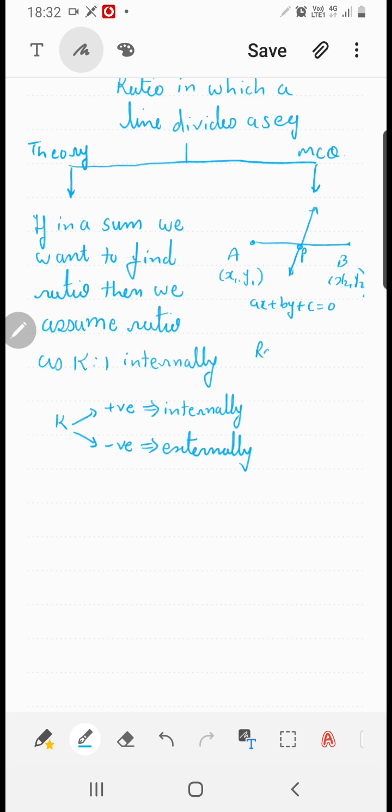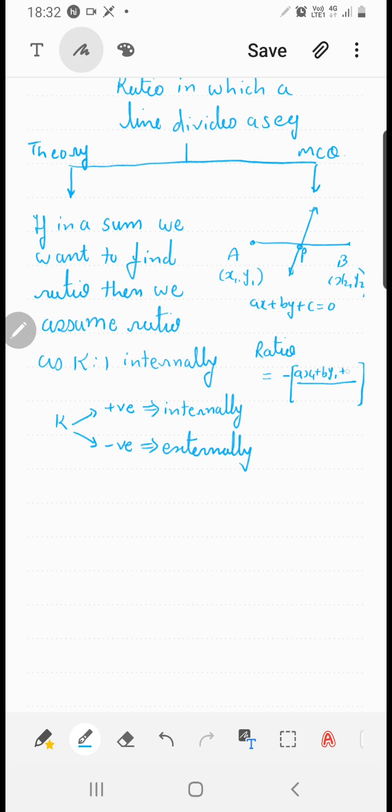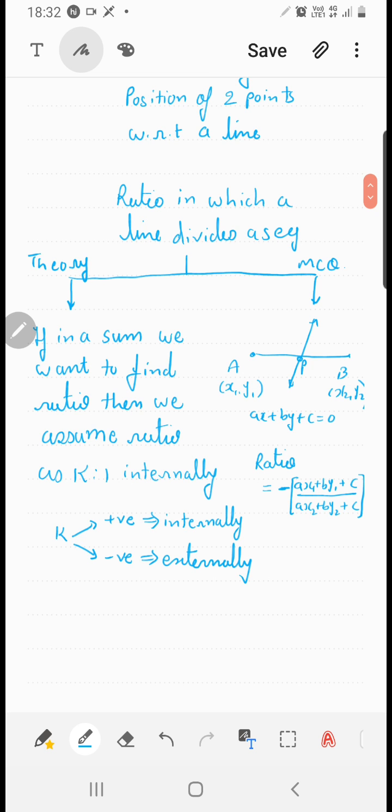So here we go for a shortcut which goes like this: ratio is equal to minus of, what we do is take the first point and substitute in the equation. So I get ax1 plus by1 plus c. Now take the second point and substitute in the equation to get the denominator. So we get ax2 plus by2 plus c. So that is how we get the ratio. Please do not forget, here we are supposed to write the minus sign. So this is what we basically do if the question is based on ratio.